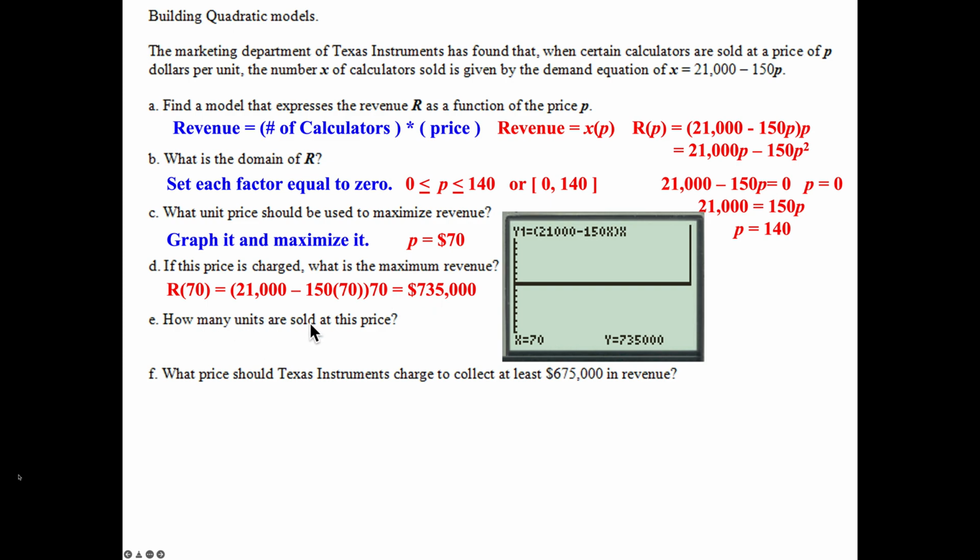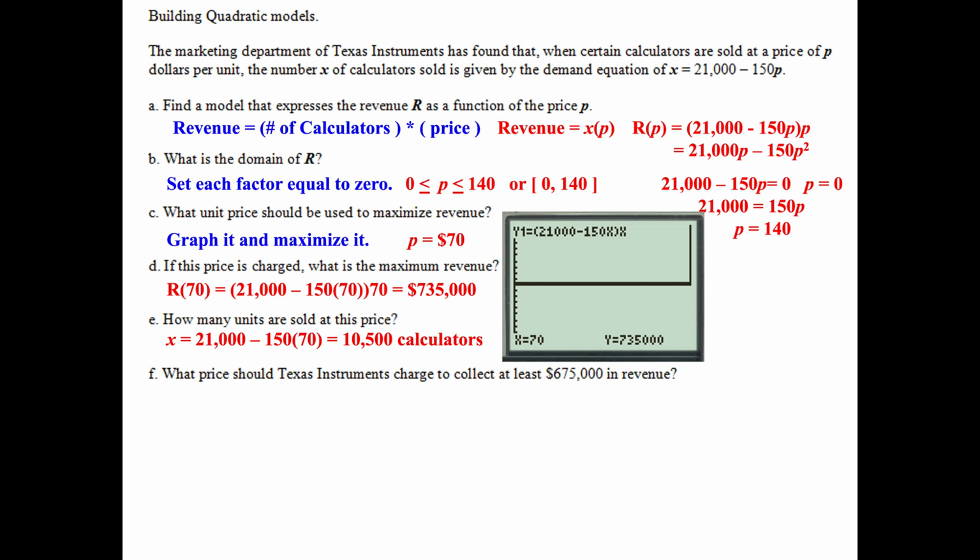How many units are sold at this price? Okay, that's this equation right here. It's 21,000 minus 150p. We have to put 70 into that equation. So I would go to my home screen, type in 21,000 minus 150 times 70. It came out to be 10,500 calculators.